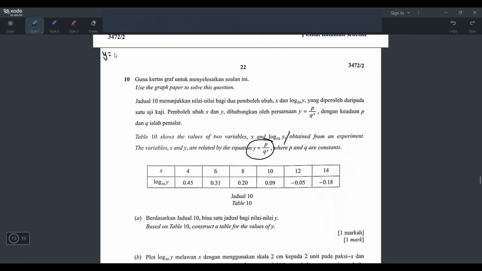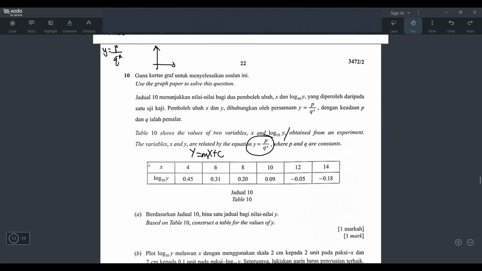So y equals (p over q) power x. When we change to linear form, it has to look like y equals mx plus c, right? Linear form means like this, y equals mx plus c. But how can we change to y equals mx plus c? I always tell students, if you want to change to linear form, the equation must equal the y-axis. But how do we know what the y-axis is?